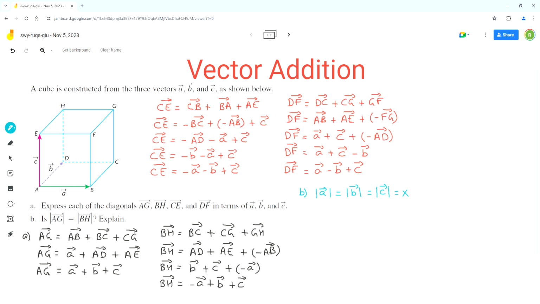So x here represents the side length of this cube. Now we can analyze the magnitude of vector AG. The magnitude of vector AG means the length of the diagonal from A to G. Now if we draw a straight line from corner A to corner C and join points A and G, we get a right angle triangle. Now we can use the Pythagorean theorem to write a relationship between the lengths of this triangle.